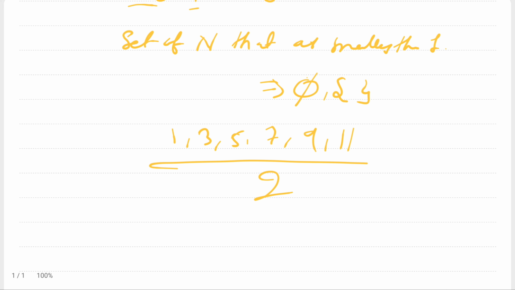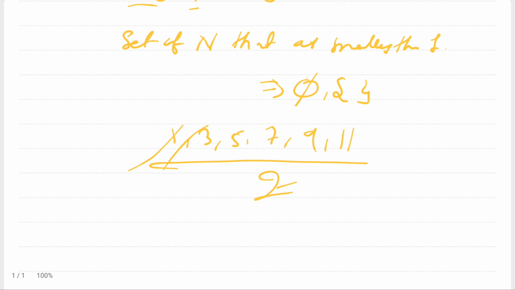Yeah, it leaves the remainder. It means that it is our empty set, or not? It is our empty set because it doesn't contain any element, because this 1 is not going to be divisible by 2. This 3 is also not going to be divisible. Like here, 3 divided by 2 gives 1.5, which is a decimal, so it is not exactly divisible by 2.